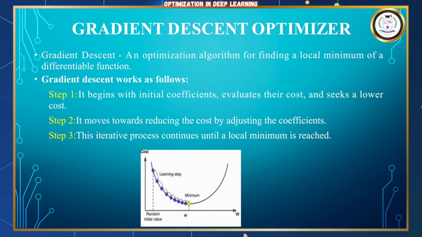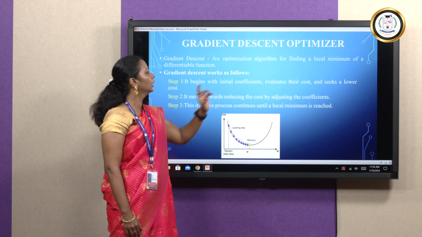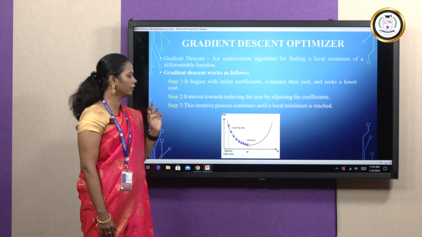So the first one is the gradient descent optimizer. This is a simple optimizer. It is an optimization algorithm for finding a local minima of a differentiable function.